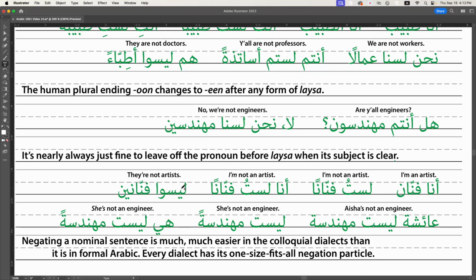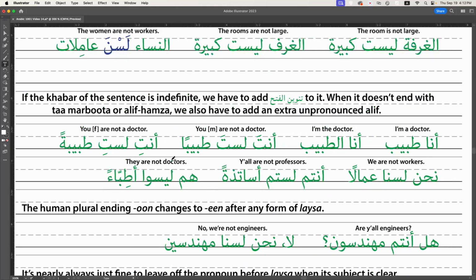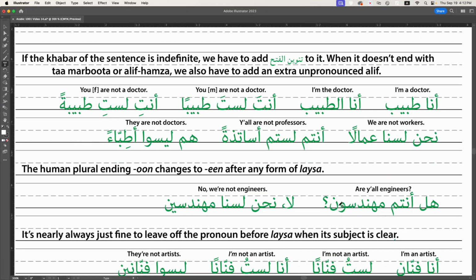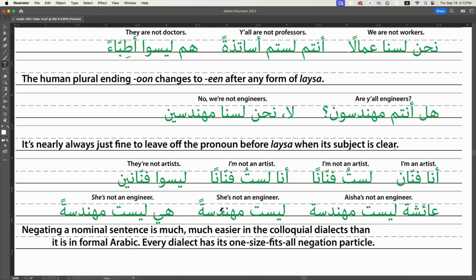So learn the verb laysa, learn the conjugation pattern, which is going to come in handy when you learn past tense verbs, and then understand at least that these funny things exist, that we have to add tanween al-fath and sometimes the extra unpronounced alif, and the un will change to een, and beyond that you can just learn to use it. Negating a nominal sentence is much, much easier in the colloquial dialects. Learn the negation particle for that particular dialect, plug it in for whatever form of laysa you're using. So you won't have a problem with that.